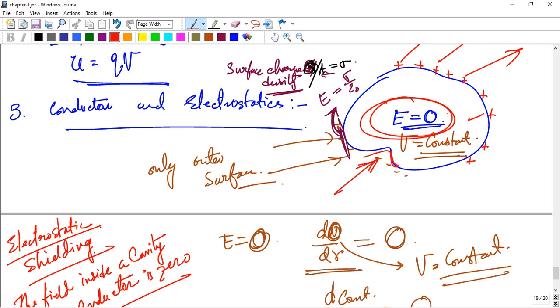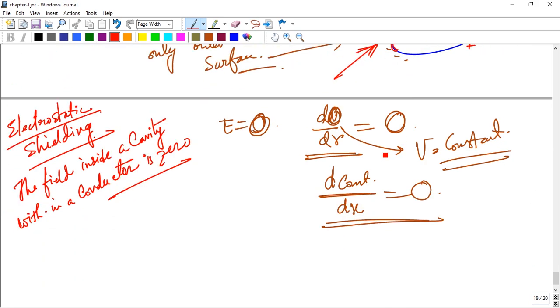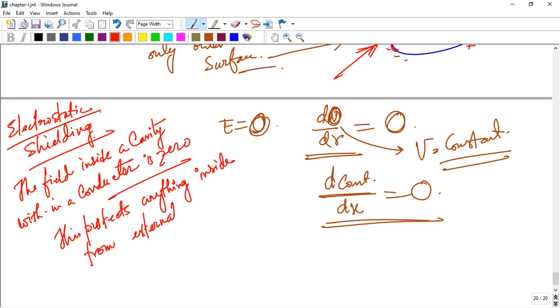An example is a Faraday cage. This protects anything inside from the external electric field. Suppose we take the example of a Faraday cage.